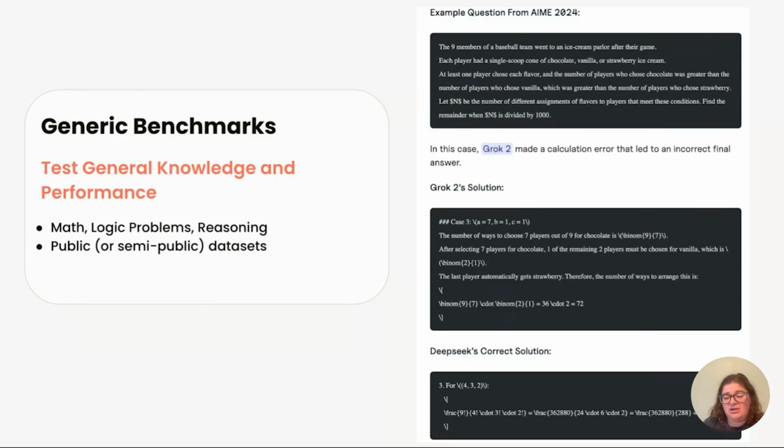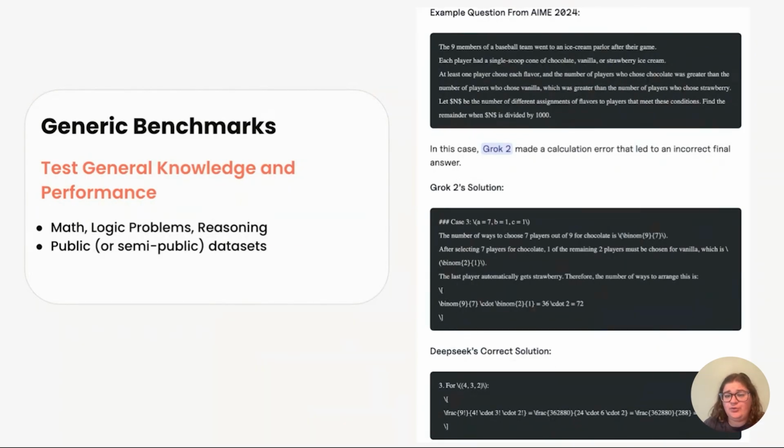I know we worked really closely with the group who did a legal benchmark just a couple weeks ago, where they tried to evaluate how well an LLM can do on drafting legal documents. And these generic benchmarks are going to test general knowledge and performance. We might call them off-the-shelf benchmarks. They're going to test things like math or logic problems or reasoning or other big skill sets of a model. And they're going to use public or semi-public data sets.